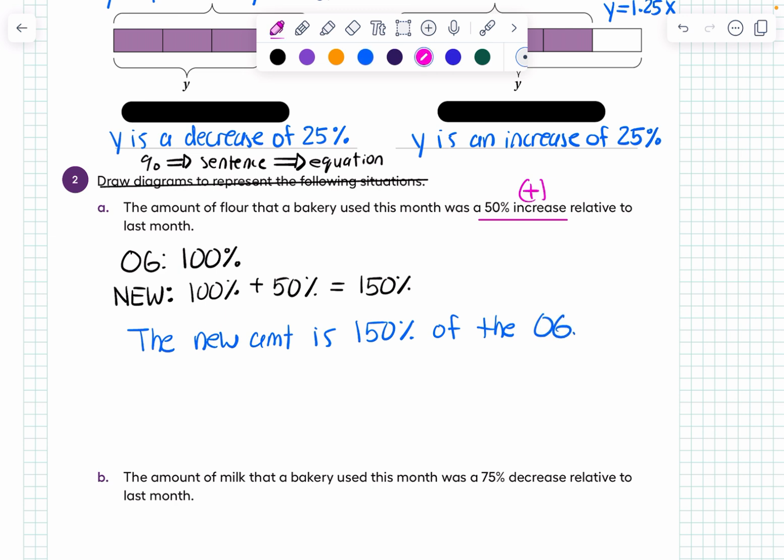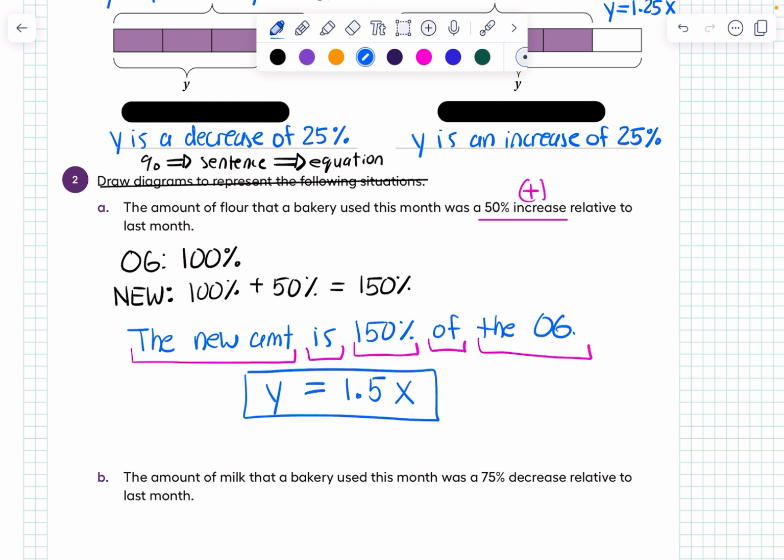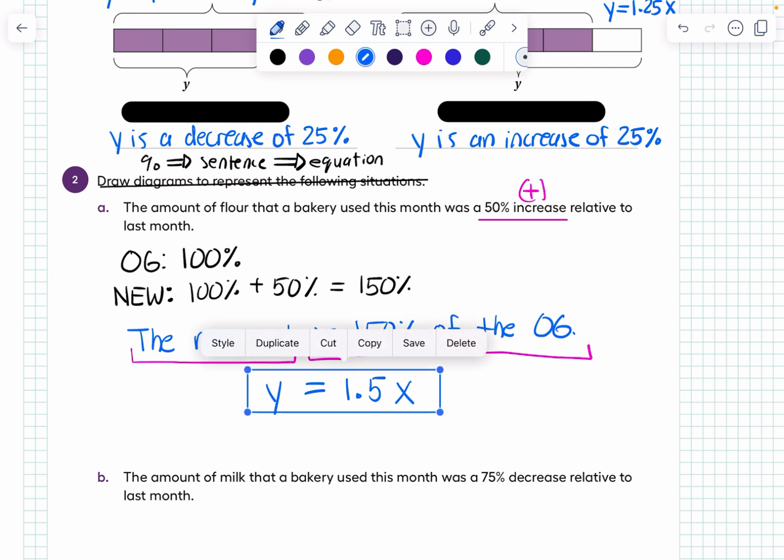And now the sentence helps me construct the equation. The new amount is always represented by y. Is means equals. 150% as a decimal would be 1.5. Of means to multiply, and the OG, we're going to use x. And that's it. We got this wonderful equation.